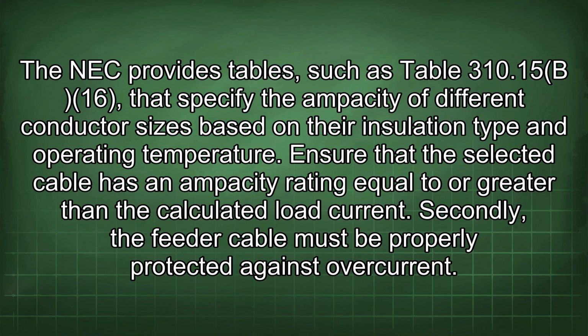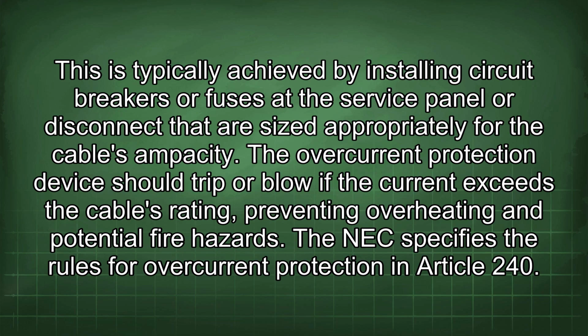Secondly, the feeder cable must be properly protected against overcurrent. This is typically achieved by installing circuit breakers or fuses at the service panel or disconnect that are sized appropriately for the cable's ampacity. The overcurrent protection device should trip or blow if the current exceeds the cable's rating, preventing overheating and potential fire hazards. The NEC specifies the rules for overcurrent protection in Article 240.